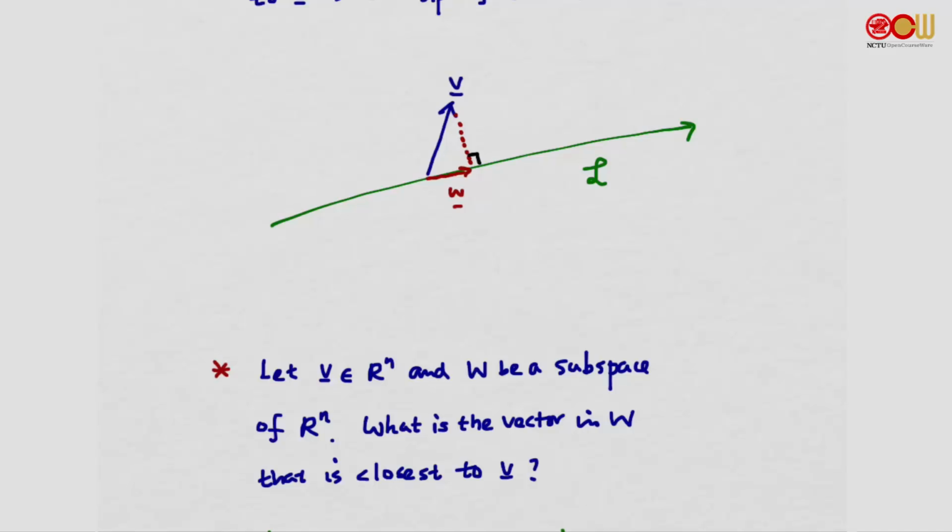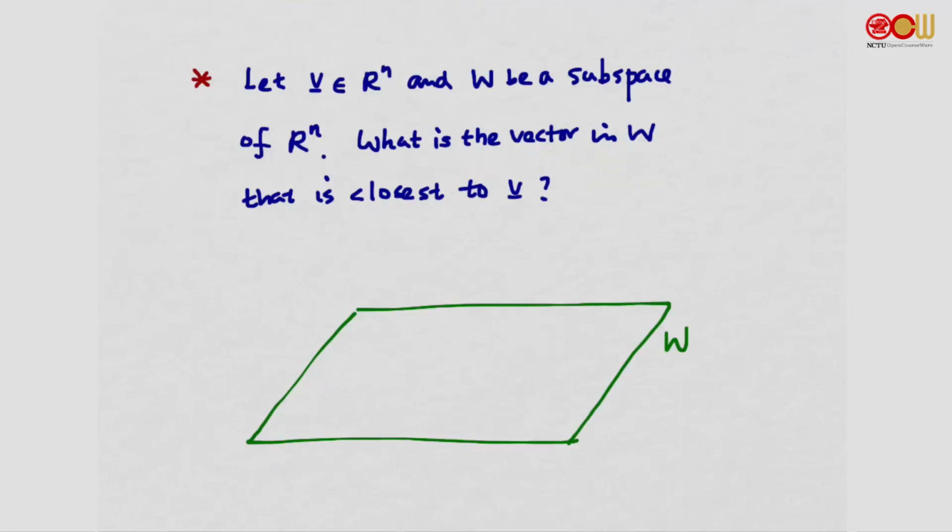The problem that we are going to discuss here is as follows. Suppose v is a vector in Rn and W is a subspace of Rn. And we would like to know what is the vector in W that is closest to v. Suppose this is W and this is the vector v. What is the vector on W that is closest to v?